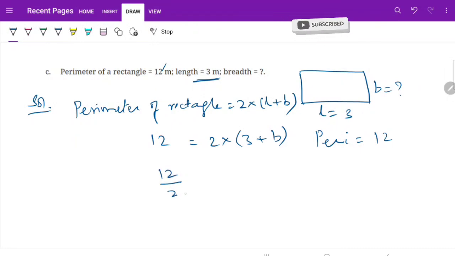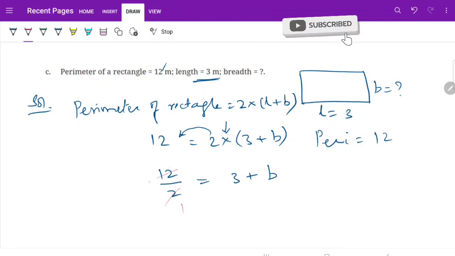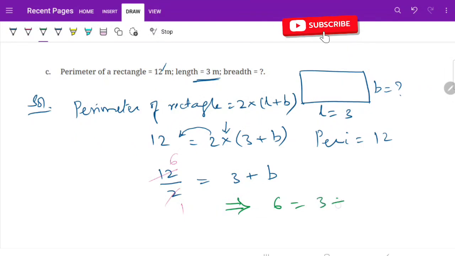So 12 by 2. Why are we dividing by 2? Because when we bring this 2 to the left side, here we are having multiplication, so it will go to the denominator position. Instead of multiplication, if you are having plus or minus, then it will go to the other side just by changing the sign, but not into the denominator. That you have to understand. 12 by 2 is equal to 3 plus breadth, right? So now divide this, simple division: 2 sixes are 12, so 6. Next step I will write 6 equal to 3 plus breadth.